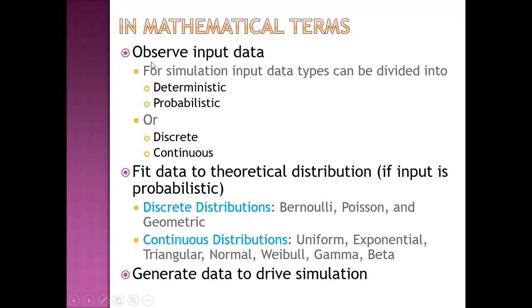In mathematical terms, we observe input data, and for simulation, input data types can be divided into deterministic and probabilistic, or another type of classification is discrete and continuous. Then we fit the data to a theoretical distribution if input is probabilistic, and the distributions which are used include discrete distributions like Bernoulli's distribution, Poisson distribution, and geometric distribution, and continuous distributions like uniform distribution, exponential distribution, triangular distribution, normal distribution, Weibull distribution, gamma distribution, and beta distribution. Then we generate data to drive simulation.